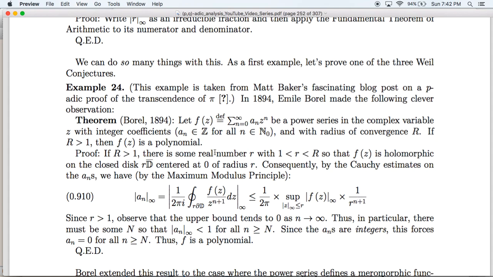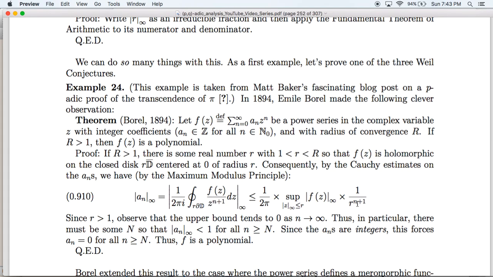If big R is greater than 1, then there's some little r strictly between 1 and big R, so that f of z is holomorphic on the closed disk centered at 0 of radius r. So applying the Cauchy estimates, we know that the complex absolute value of the an's is going to be equal to the absolute value of the contour integral, which is then, of course, less than 1 over 2 pi times the supremum of f of z's absolute value over this contour. And here, because z is on this contour, z is going to have absolute value r, and so we get this.